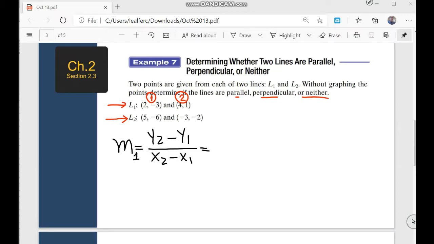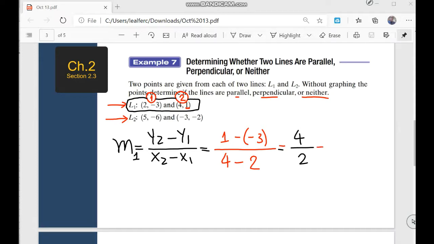y2 in the first line. Check the first line, only the first line, not the second line yet. First line: y2, 1, minus y1, negative 3, over x2, 4, minus x1, 2. Then you can find it: 1 minus negative 3 is 4, over 4 minus 2, which is 2. This is going to be 2.